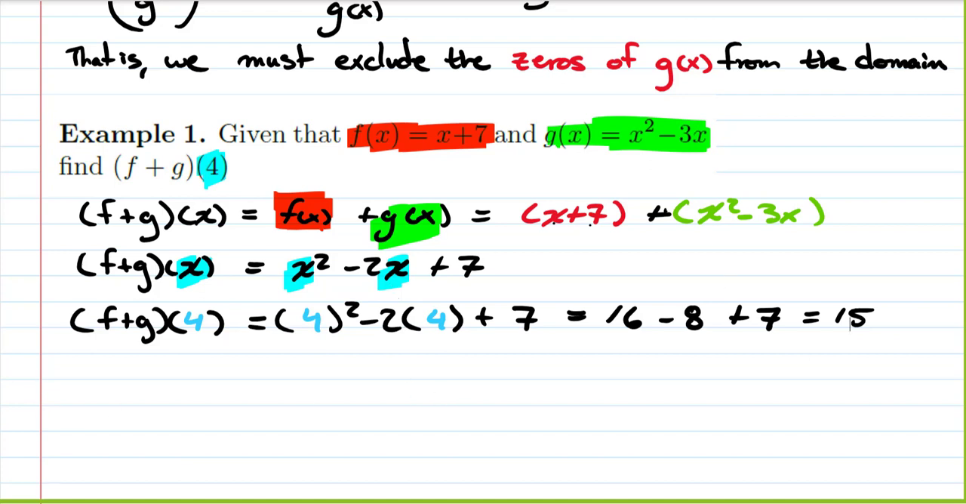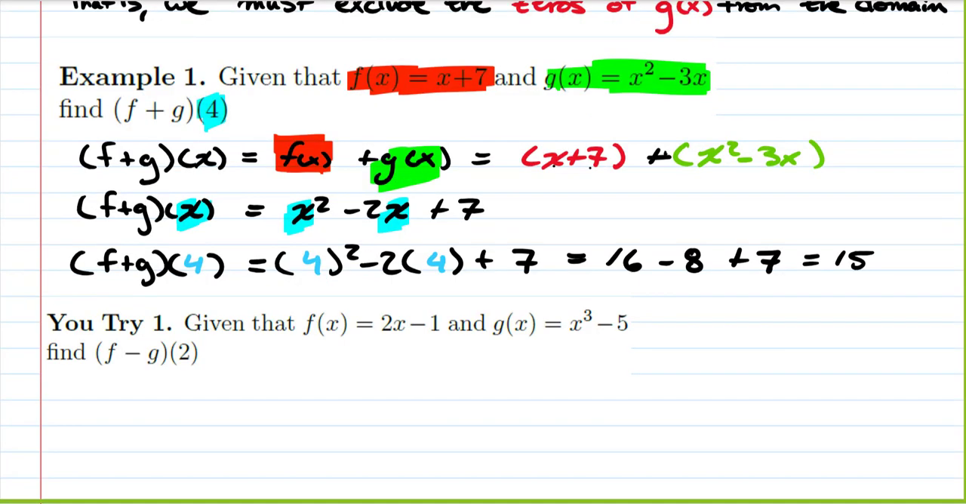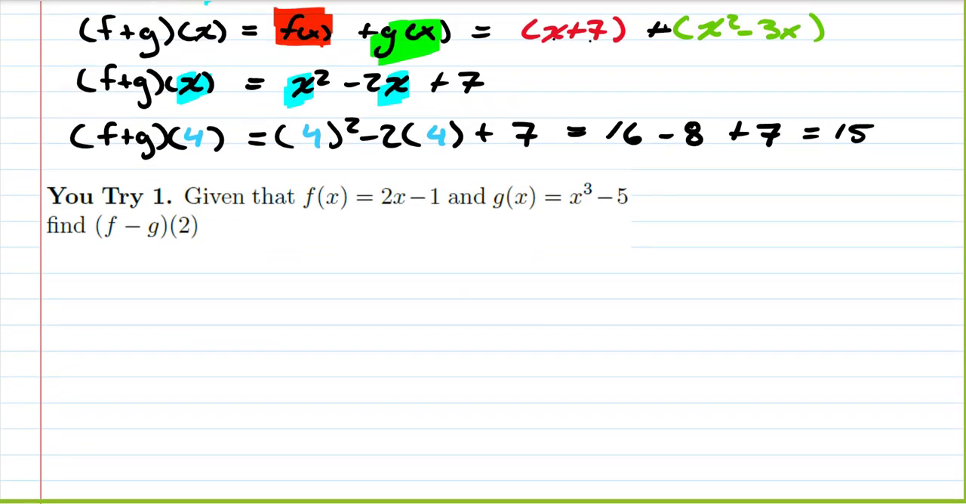All right. So it's your turn. I'm going to break you up into your groups. Let's go ahead and do you try number 2. All right. So to do our you try, we need to do f minus g. So f minus g of x is the same as f of x take away g of x.